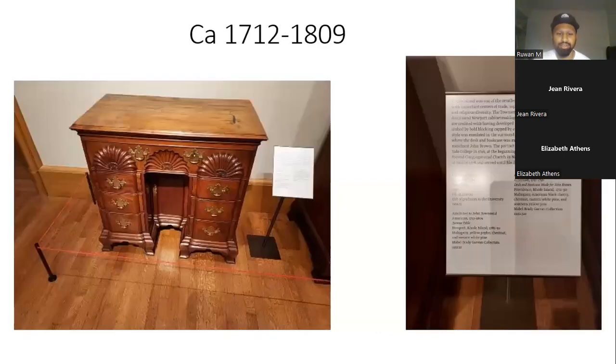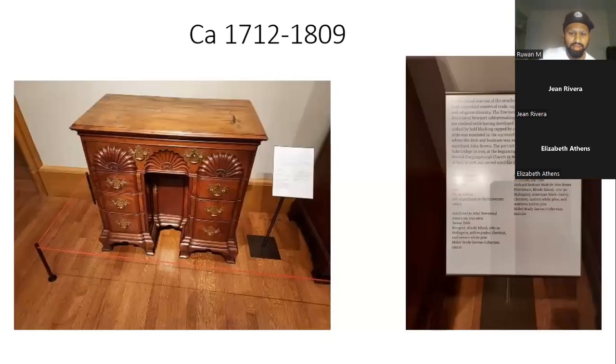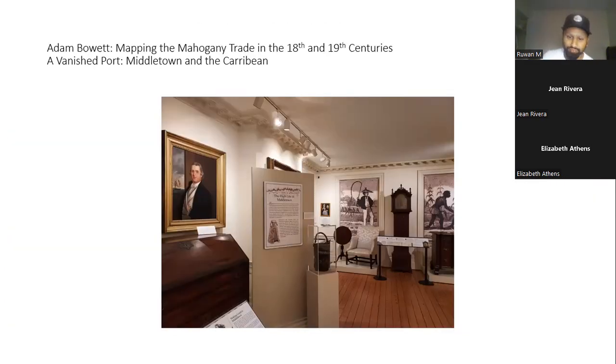Yeah, so I was thinking that the shell motif and the Colchester style, the New London style, even though it's Rhode Island, it's a part of the Connecticut furniture. And it also is a good opportunity to talk about slavery and the mercantile past of Connecticut.